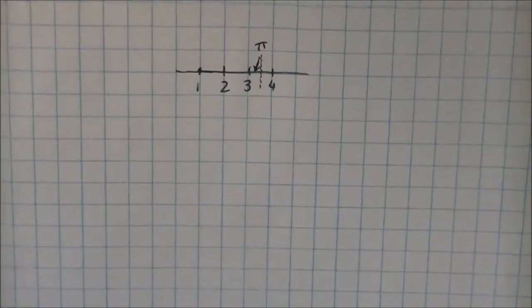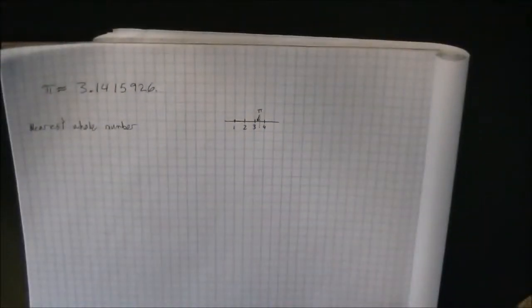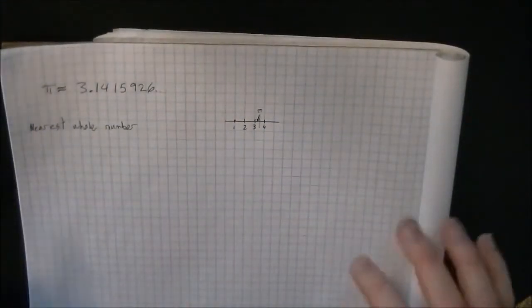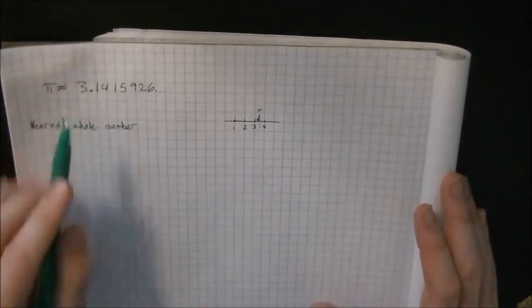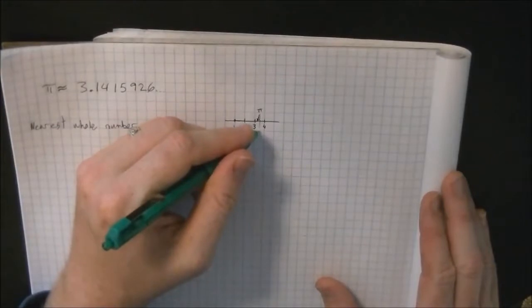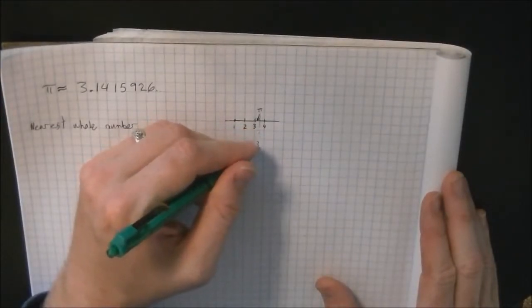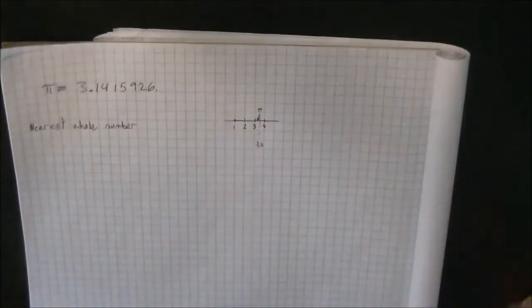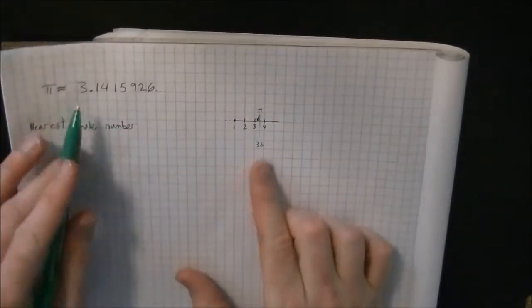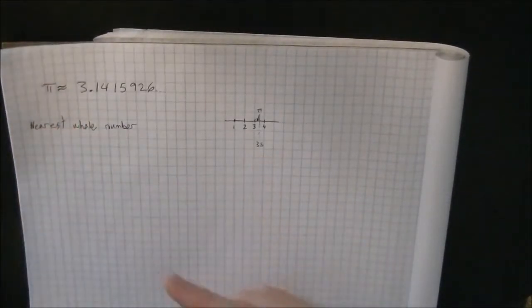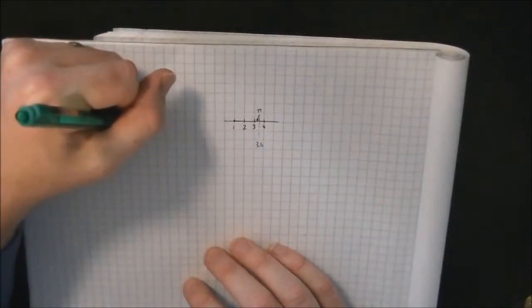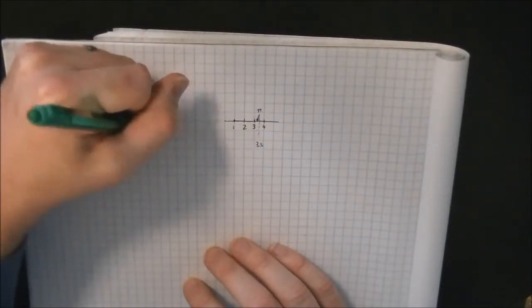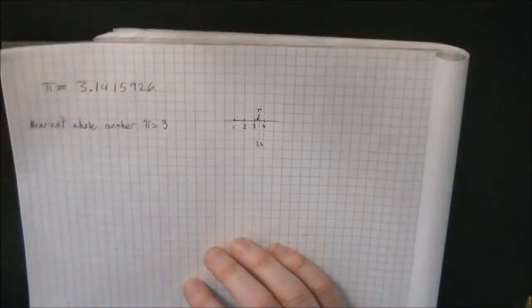So, since we are closer to 3, how do we know that we're closer to 3? Well, our tenths place is 1, which is less than 5. Because this line here, what number is this? This is 3.5. So 3.1 rounds down to 3. So to the nearest whole number, pi is approximately 3.